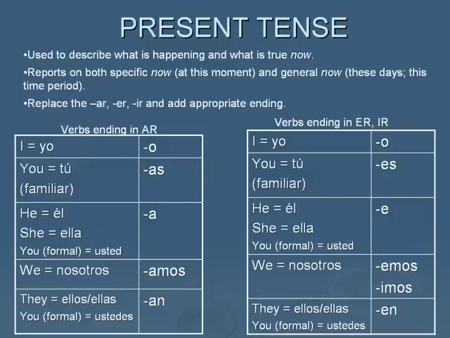Now you notice there's a couple ways you can say you. If you're familiar with the person, you use tú. If you're not familiar and it's a formal situation, you use usted. These are the verb endings for all regular verbs. There are going to be irregular verbs. They do not follow these patterns in most of these tenses.